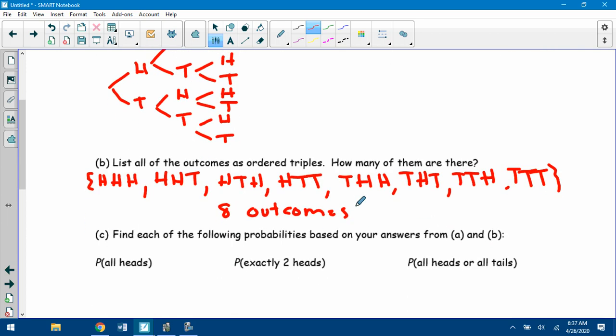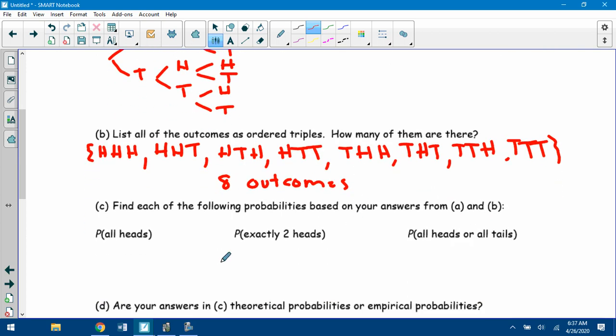Find each of the following probabilities based on your answers from A and B. Probability to get all heads. Well, the only outcome that has all heads is heads, heads, heads, obviously. So that's the number of possibilities in the event, 1, out of the total number of outcomes, 8. So that's 1/8.